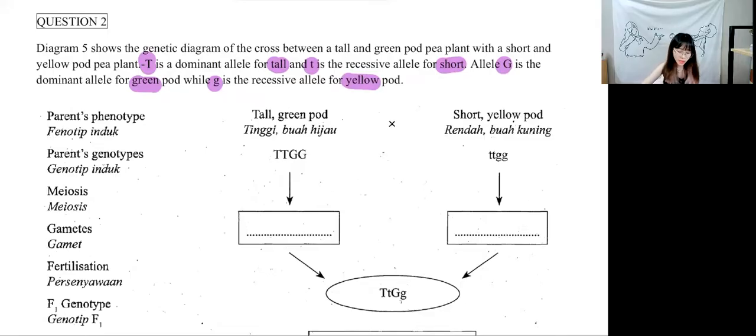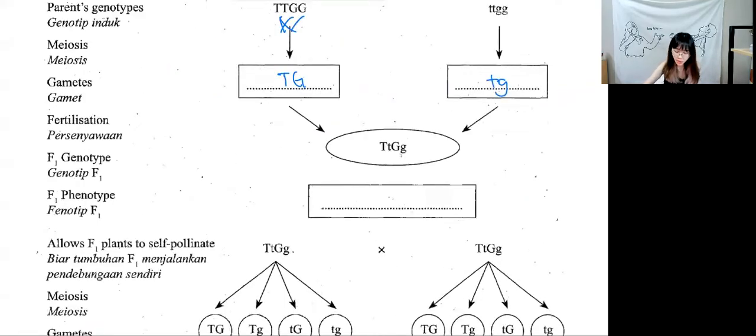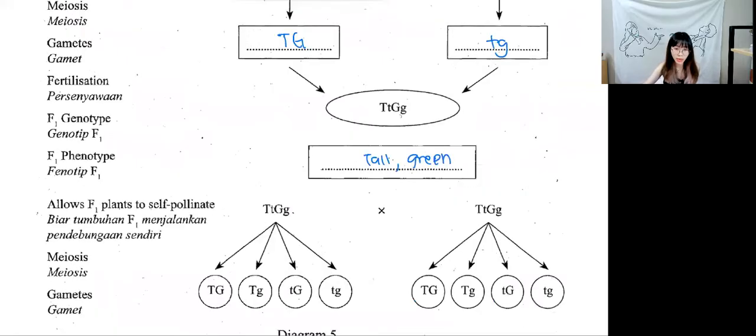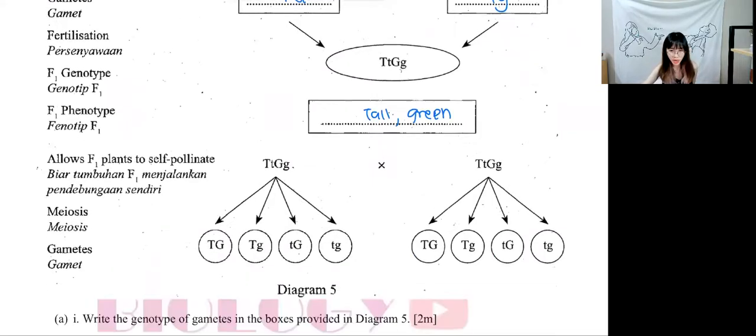So we have to find the gamete first. Again, how to find gamete? Big T, big G, because however you combine, you get the same answer. Small t, small g, you get the same answer. And then your F1 phenotype. Phenotype means physical appearance. When you have dominant T, it means tall. When you have dominant G, it means green. So this is tall and green color. And then they are already very good. They drew all of the steps for you already.